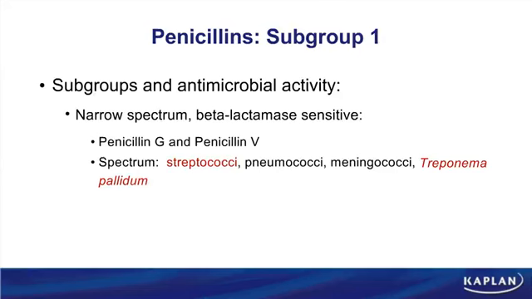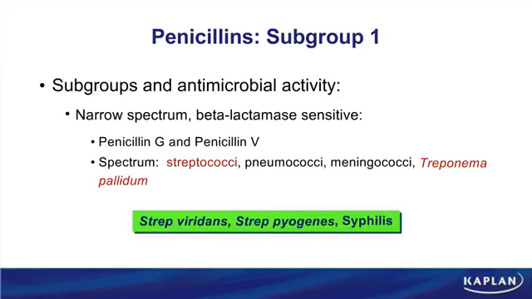However, when I think about staph, I'm really considering an anti-staph penicillin. So focus on Streptococcus as an organism that these drugs are going to work on. That could be Strep viridans, that could be Strep pyogenes, for example, but you'll notice I've also highlighted Treponema, the organism that causes syphilis, because Pen G is the drug of choice for syphilis. It's one of the very specific uses that you have to know for your exam on this drug.